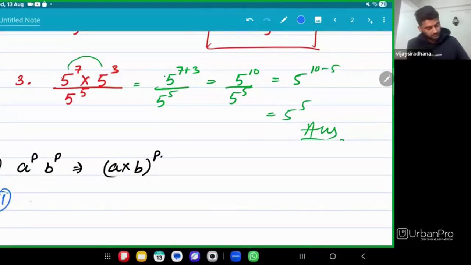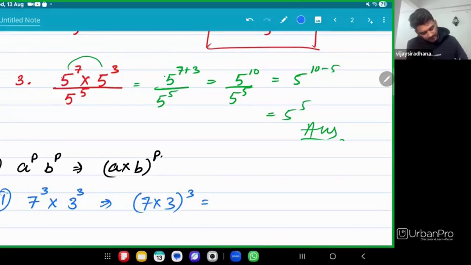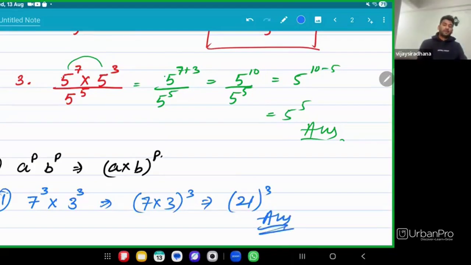Suppose there is a number which is 7 to the power of 3 into 3 to the power of 3, then the answer would be 7 into 3 to the power of 3, which is nothing but 7 threes are 21 to the power of 3, which is the answer. Right?